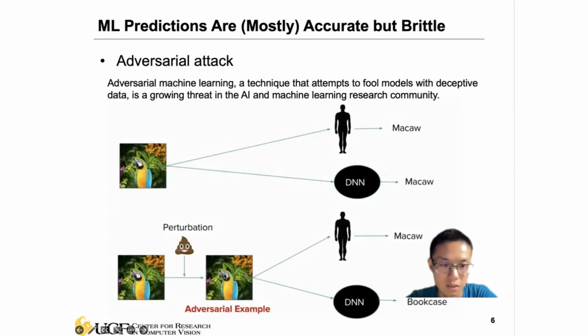So at least to the human eye, we are not able to perceive a significant difference. In this case, a human is still able to recognize with high confidence that this is a macaw image, but the trained deep neural network from before will mistakenly recognize this image as a bookcase. Okay, so this is called an adversarial attack, right? Adding some perturbation to the image to make the trained machine learning model fail.